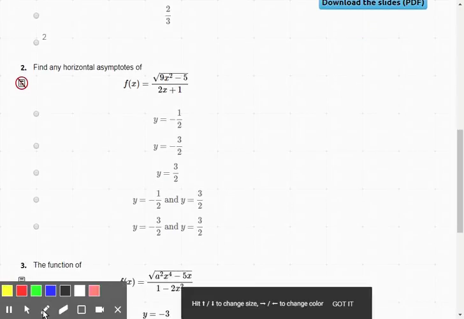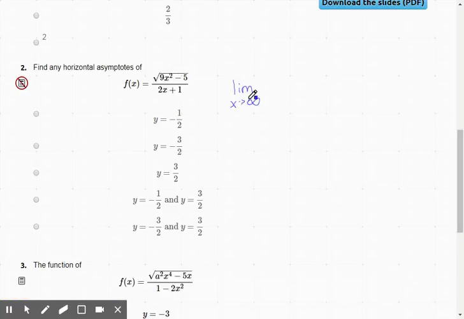Find any horizontal asymptotes. Now, the key to horizontal asymptotes is we've got to remember positive and negative infinity. So as we go to positive infinity, a lot of people just remember the positive infinity part. Remember how we deal with these square roots. We plug it in and we ignore the rest of it. We just focus on the biggest part. So the square root of 9 is 3. Infinity squared is infinity squared. We take the square root of it, so that's infinity, and that's over 2 times infinity. So this one is 3/2.